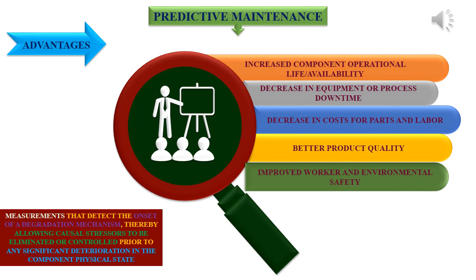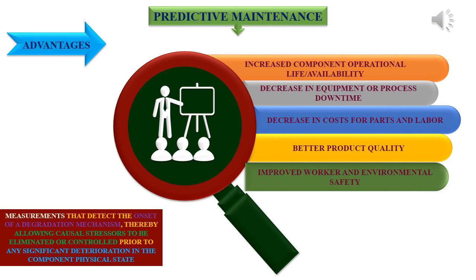Coming to predictive maintenance, that is the third type of maintenance of an equipment. What is it? Predictive maintenance are measurements that detect the onset of a degradation mechanism, thereby allowing causal stressors to be eliminated or controlled prior to any significant deterioration in the component physical state.